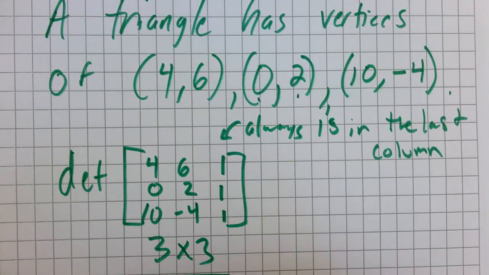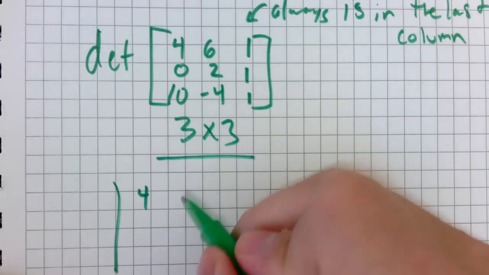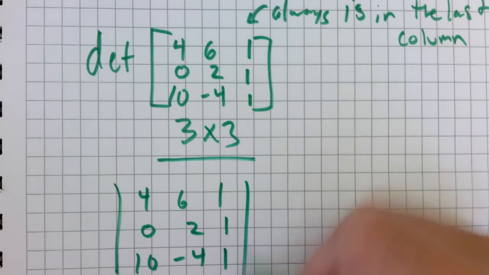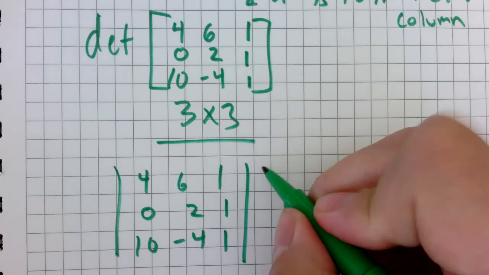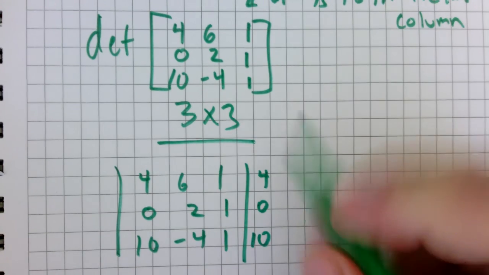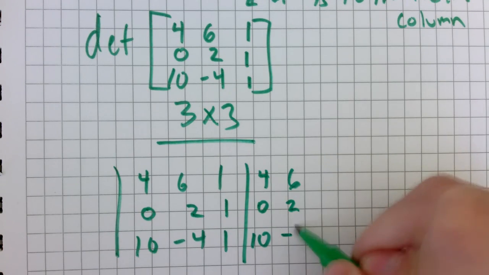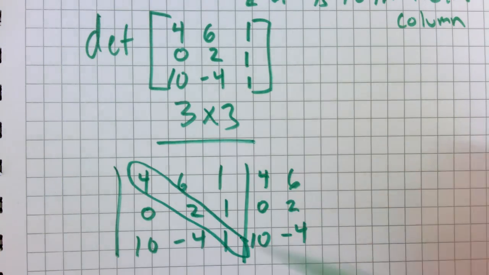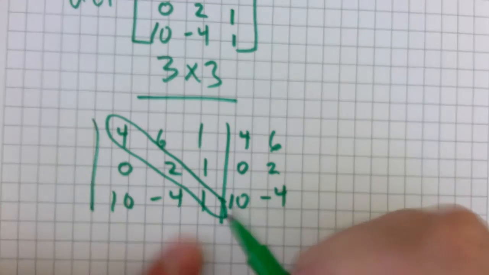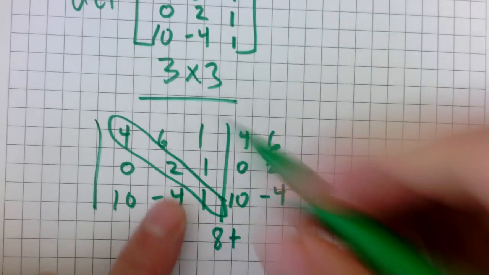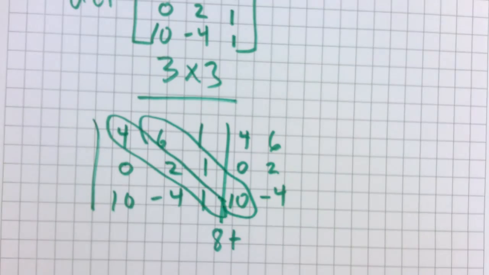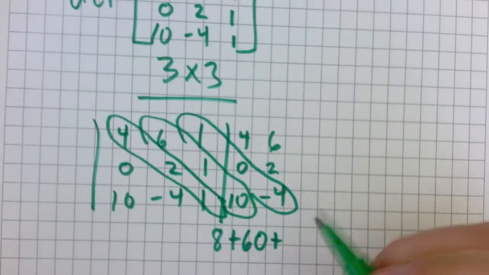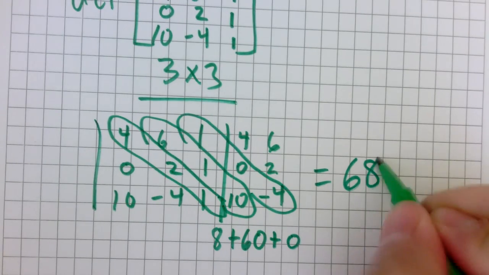So if we want to find the determinant, that's another way we'd write that. 0, 2, 1. And then we rewrite the first two columns. So you rewrite the vertices here. And now we're going to multiply this way. Starting always in the top left-hand corner, we get 4 times 2 times 1, which is 8. And we keep adding, going in the same direction. 6 times 1 times 10 is 60. 1 times 0 times -4 is 0. So we get 68 going in that direction.